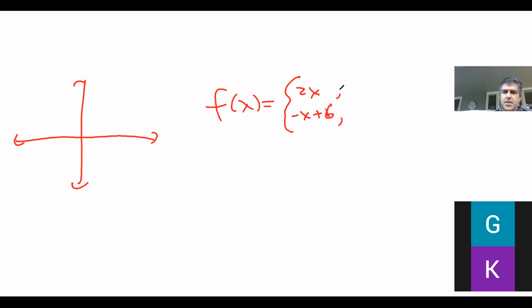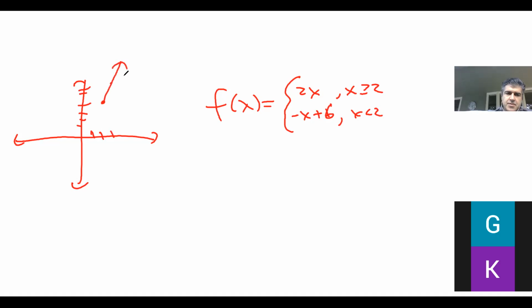Negative x plus 6. This will be true when x is greater than or equal to 2. This will be true when x is less than 2. So if I were to graph that, obviously if I put in 2 into 2x, I get 4. It's included, slope of 2. So you go up 2 over 1. Boom, there you go, right?